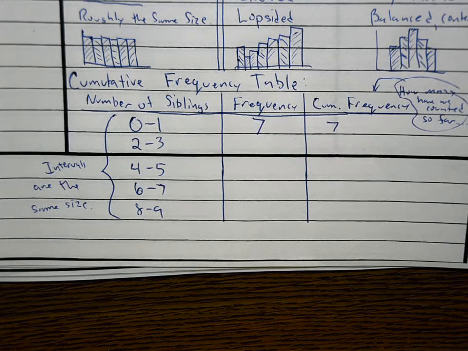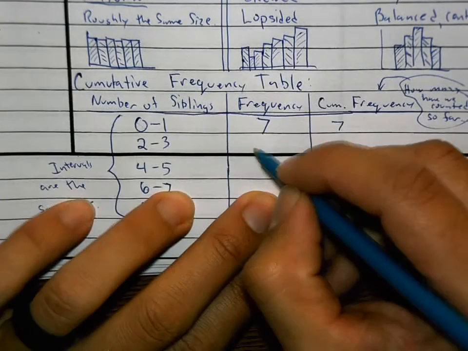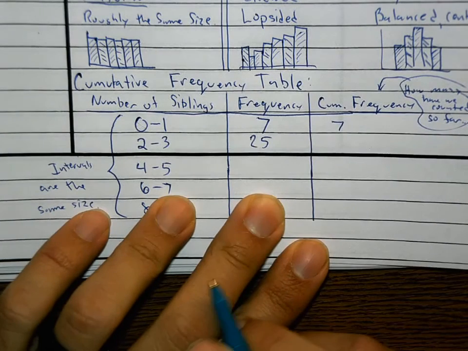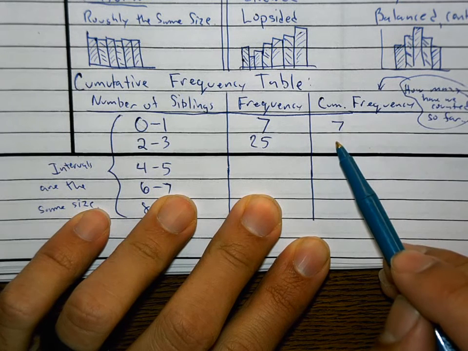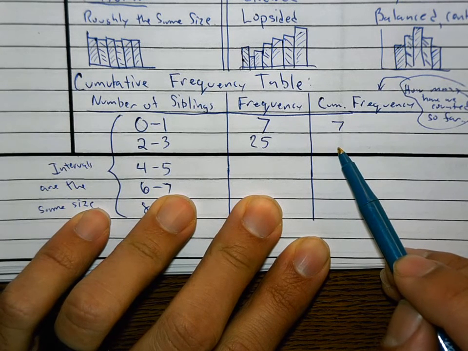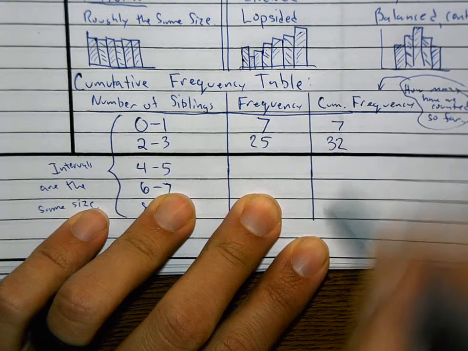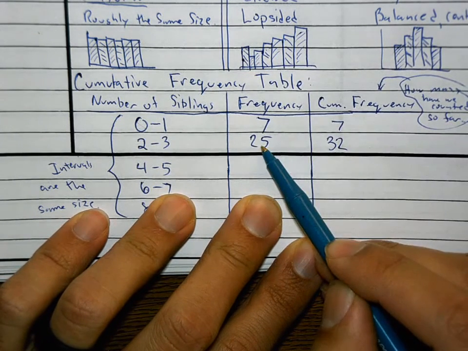Now 2 to 3 siblings. You have either 2 or 3 siblings. Let's count. 1, 2, 3, 4, 5, 6, 7, 8, 9, 10, 11, 12, 13, 14, 15, 16, 17, 18, 19, 20, 21, 22, 23, 24, 25. Woo! That's a big category right there. 25. How many have we counted so far? What goes here for your cumulative frequency? 32. You have the 25 we just counted plus the 7, which makes 32.